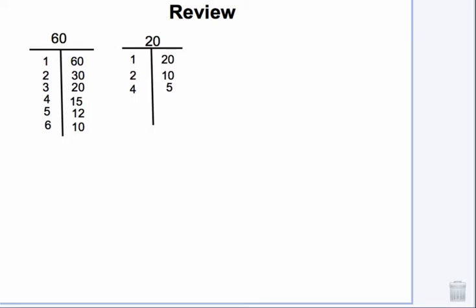Welcome back. You should have these answers for your factors of 60 and 20. Mark any of them that you have incorrect or you've missed with a different color so that you knew you didn't get those the first time that you did it. Now, one of the skills that we have struggled with is after we have our two numbers factored, which numbers do we have in common? So pause the video and figure out which of the factors that both 60 and 20 have in common.